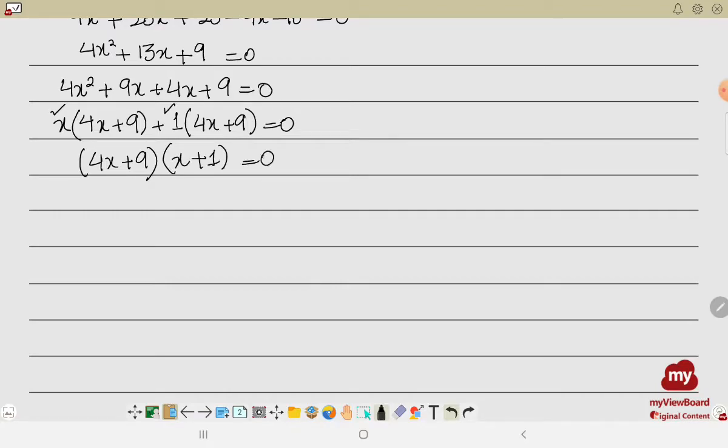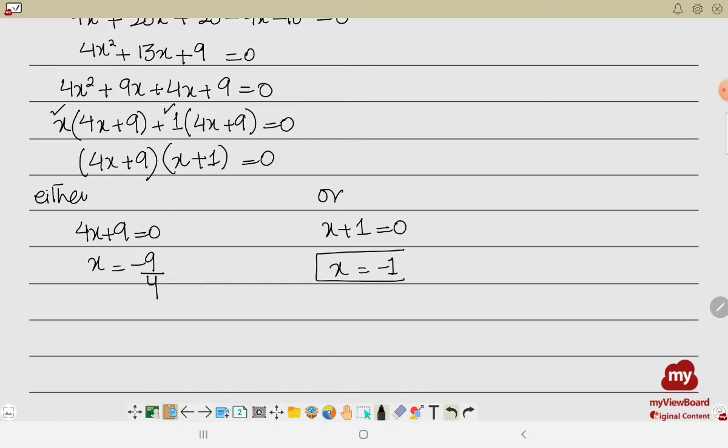So we got two factors. We'll put each factor equal to 0. 4x plus 9 equals 0 and x plus 1 equals 0. We have x equal to minus 9 by 4 and x equal to minus 1. So we got two values of x.